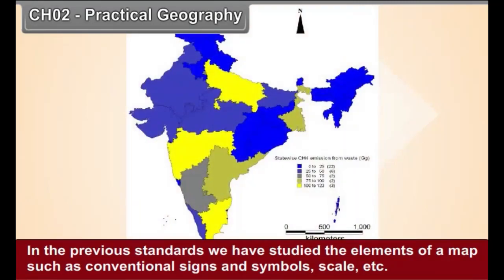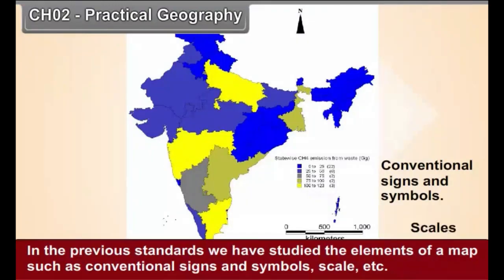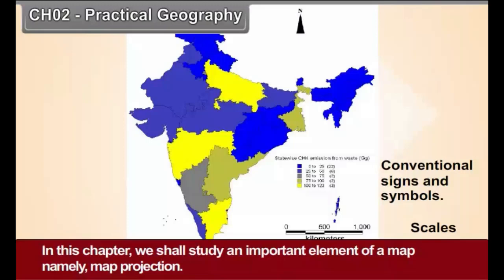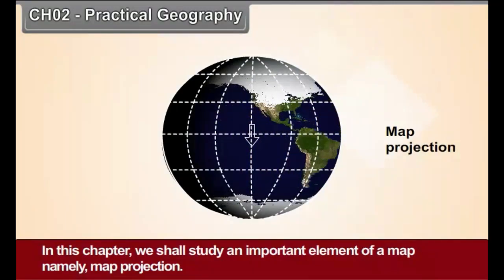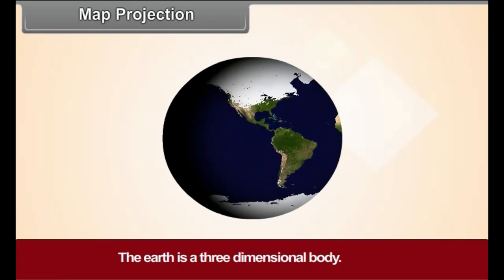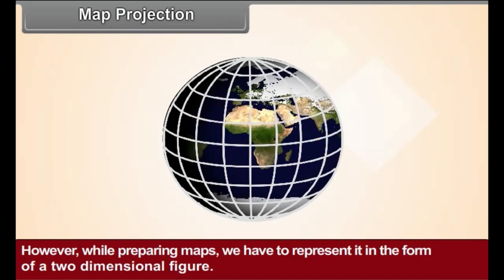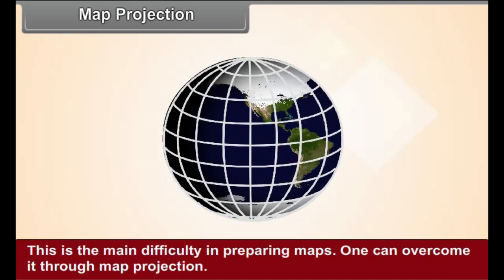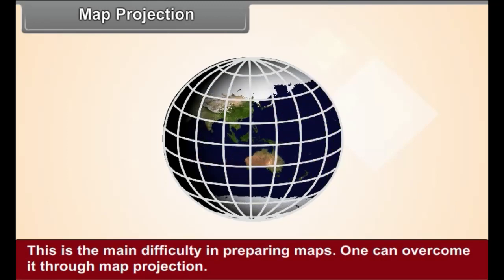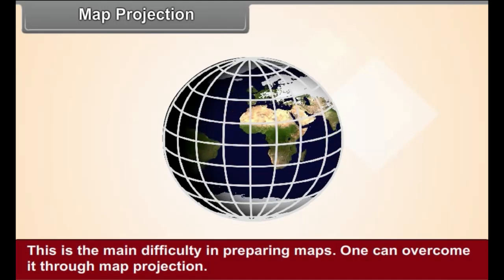Chapter 2, Practical Geography. In the previous standards, we have studied the elements of a map such as conventional signs and symbols, scale, etc. In this chapter, we shall study an important element of a map, namely map projection. The Earth is a three-dimensional body. However, while preparing maps, we have to represent it in the form of a two-dimensional figure. This is the main difficulty in preparing maps. One can overcome it through map projection.